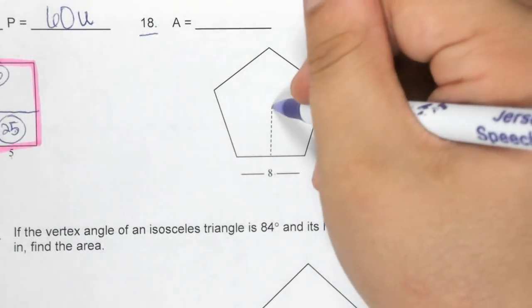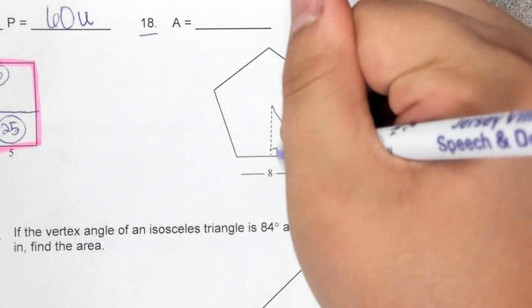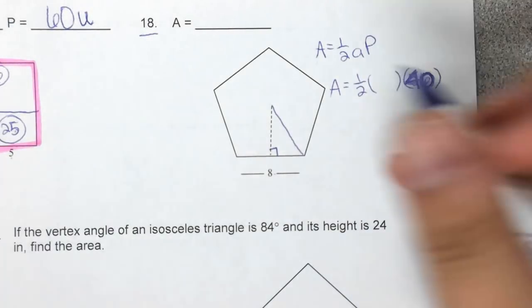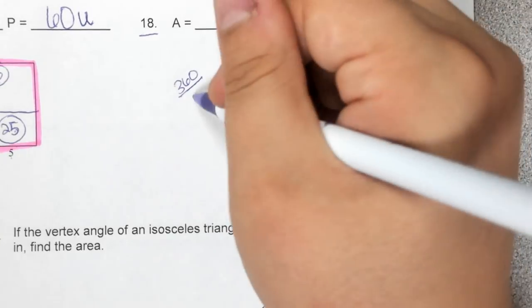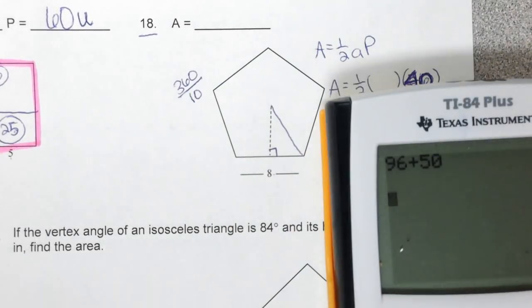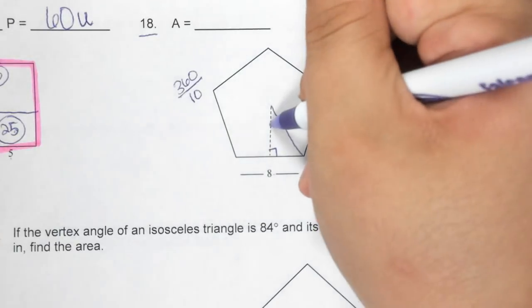All right. I got to make a triangle. What do I do once I make a triangle? Divide by double the size. So I got to do 360 divided by 10 because there are 5 sides. And that gives me 36.